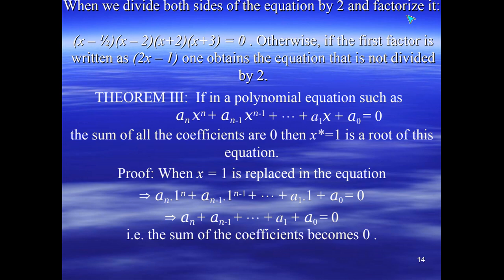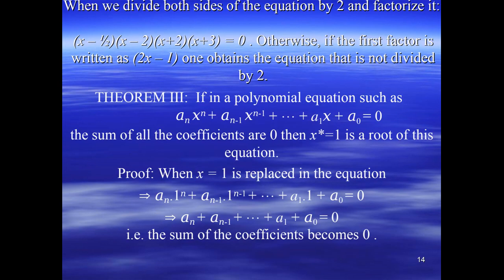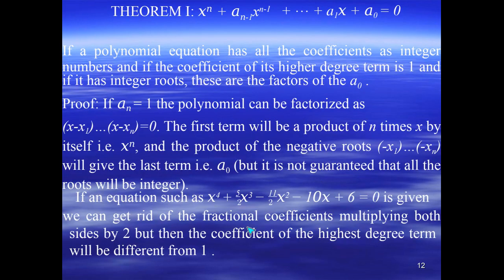Oh yeah, when we divide both sides of the equation by 2 and factorize it, that is this equation, the previous equation, this one. If we divide both sides by 2, then we obtain x to the power 4 plus 5 over 2 x to the power 3 minus 11 over 4 x to the power 2 minus 20 over 2, which is 10x, and plus 12 over 2, 6. You see, we obtain the previous equation. We obtain this equation. This is the one which is divided by 2.